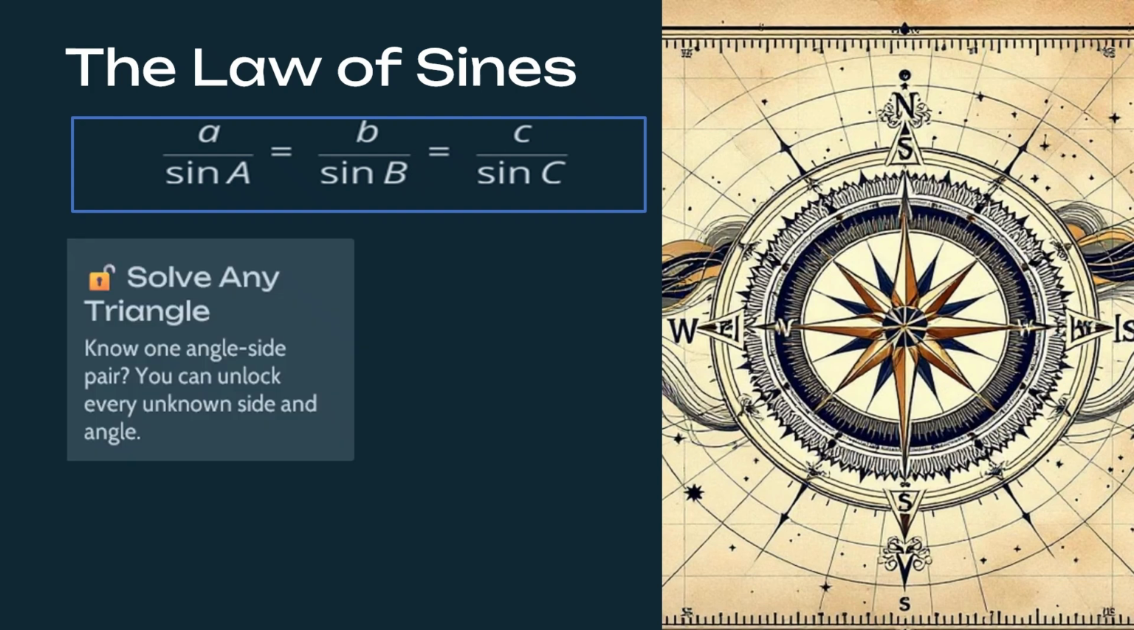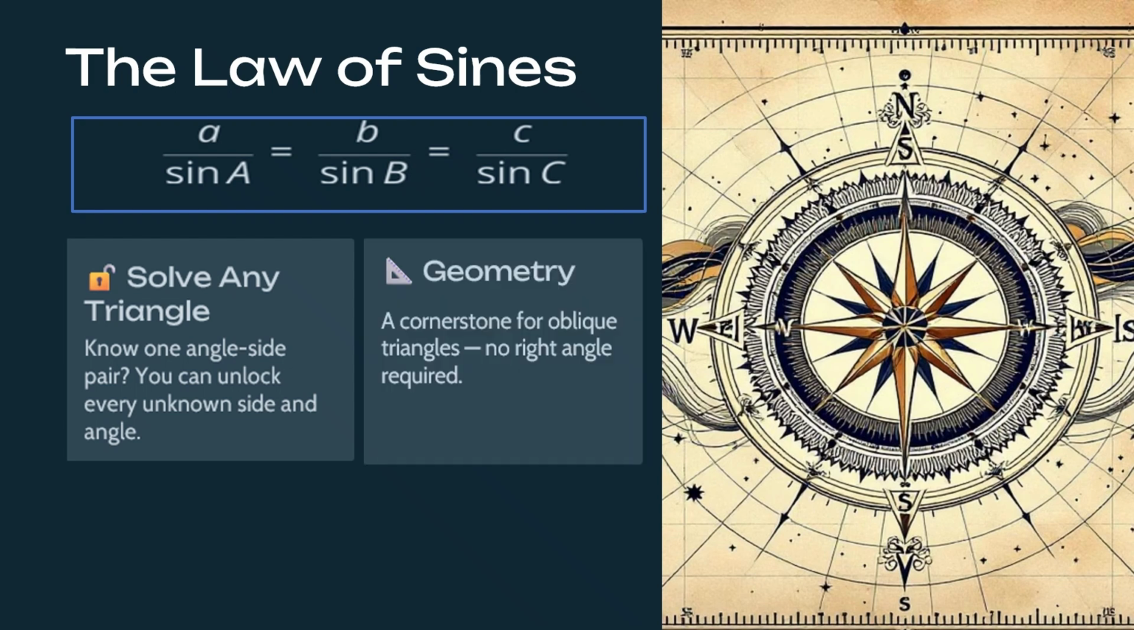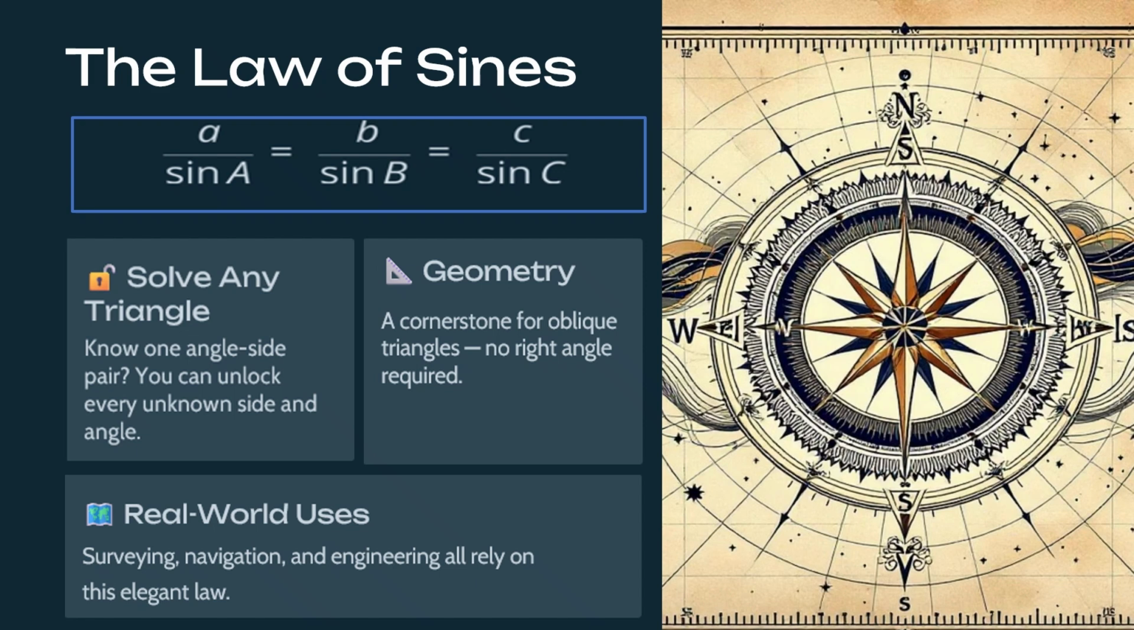Why is this important? First, we use this to solve any triangle. If we know one angle-side pair, we can unlock every unknown side and angle. Second, in geometry, it's the cornerstone for oblique triangles, where no right angle is required. And third, real-world uses. Surveying, navigation, and engineering all rely on this elegant law. So, the law of sines isn't just a formula. It's a universal key that connects trigonometry with geometry and real-world problem-solving.